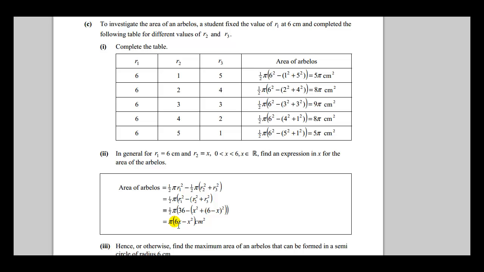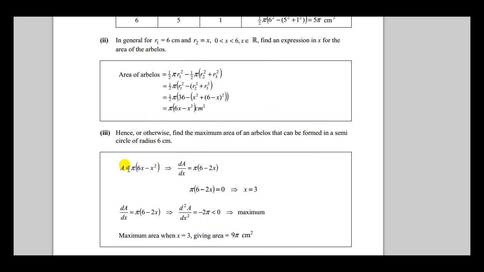And you divide by the half, of course. So that's the area of the Arbelos in terms of x, where x is the radius of the first small semicircle. So what we have here is a formula that gives us the area of an Arbelos of radius 6 centimeters. Okay, that's the big semicircle has a radius of 6 centimeters. And we can vary x. X is the radius of the first small semicircle.